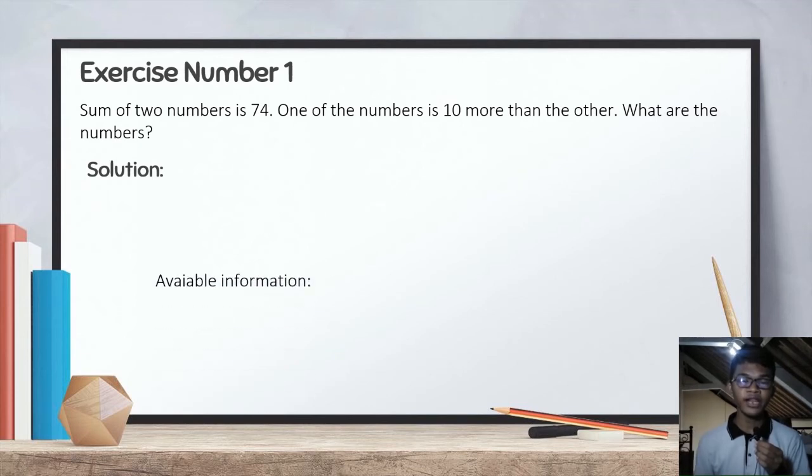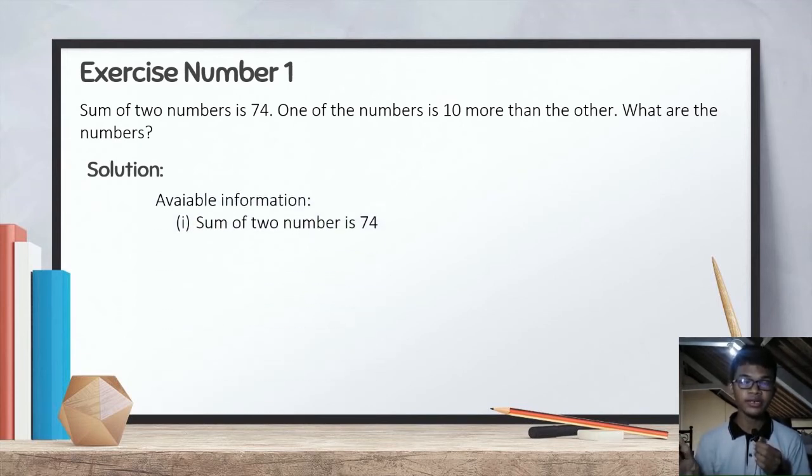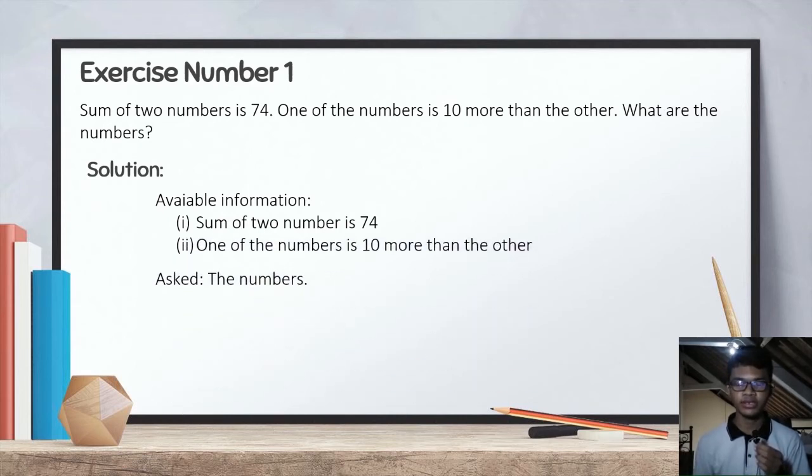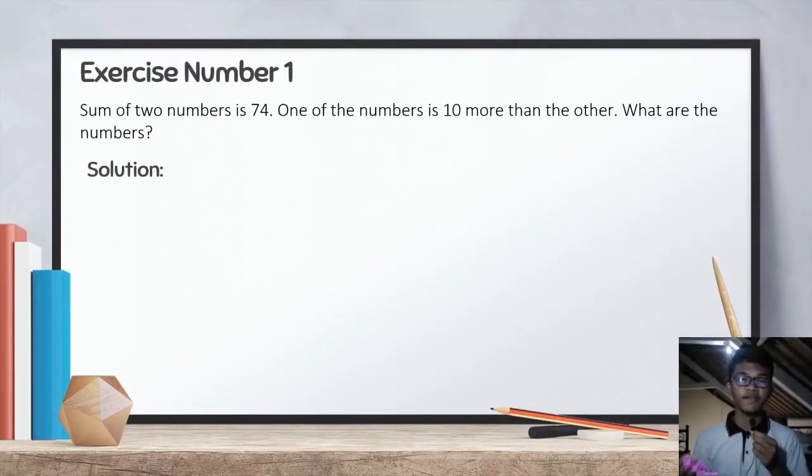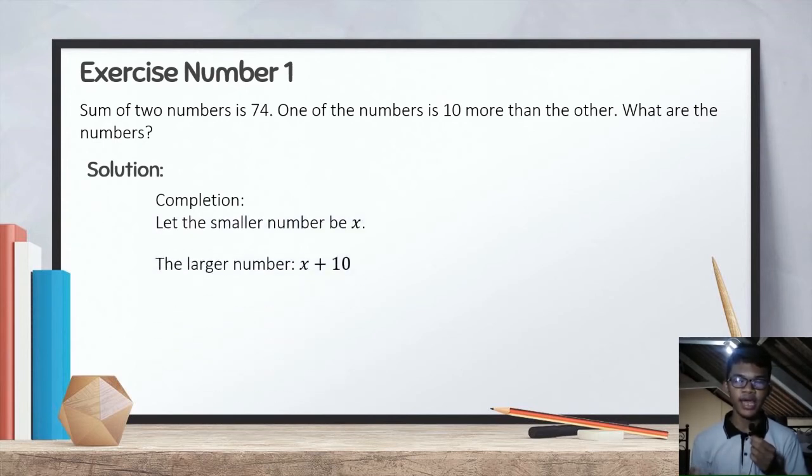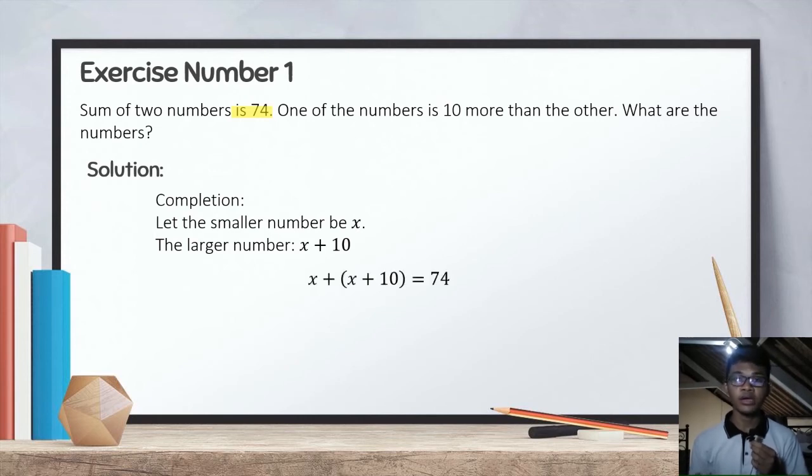So the available information is: the sum of two numbers is 74 and one of the numbers is 10 more than the other. Then we have to find the numbers. If the smaller number is taken to be x, the larger number is 10 more than x, i.e. x plus 10. Then, the other condition says that the sum of these two numbers is equal to 74. This means that x plus x plus 10 equals 74, or 2x plus 10 equals 74.